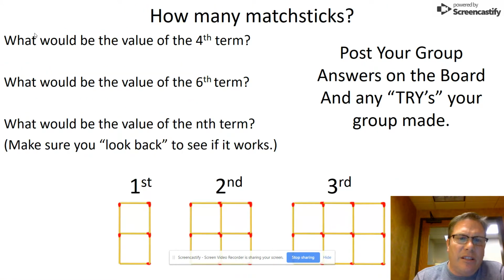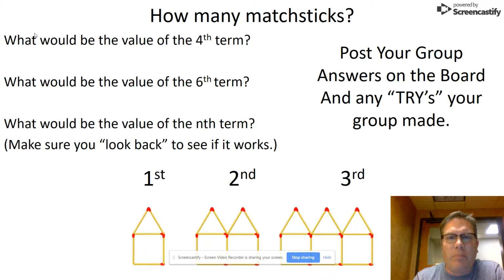My plan is to repeat this a few times. As you can see, here's another one, same thing. A 4th term, 6th term, and then a formula. Once they get the formula, to look back, see if it works by plugging in a 1 or a 2 or a 3, because they know what the answers are. They're right there. And then post any tries they've got.